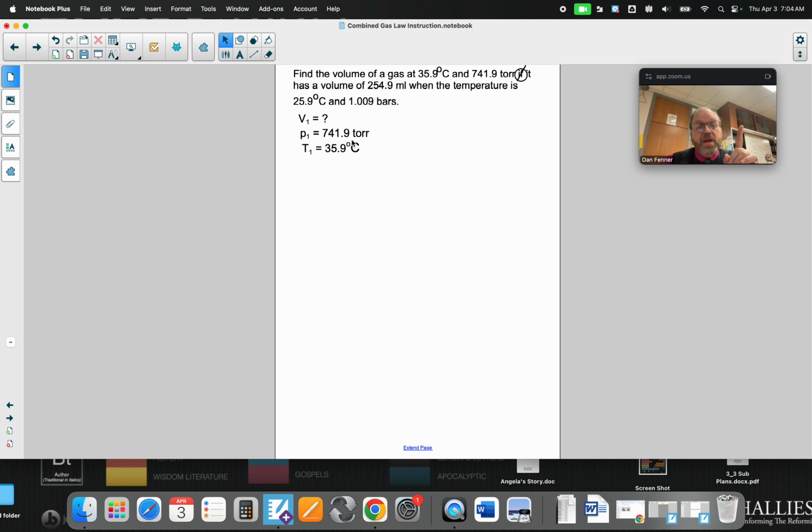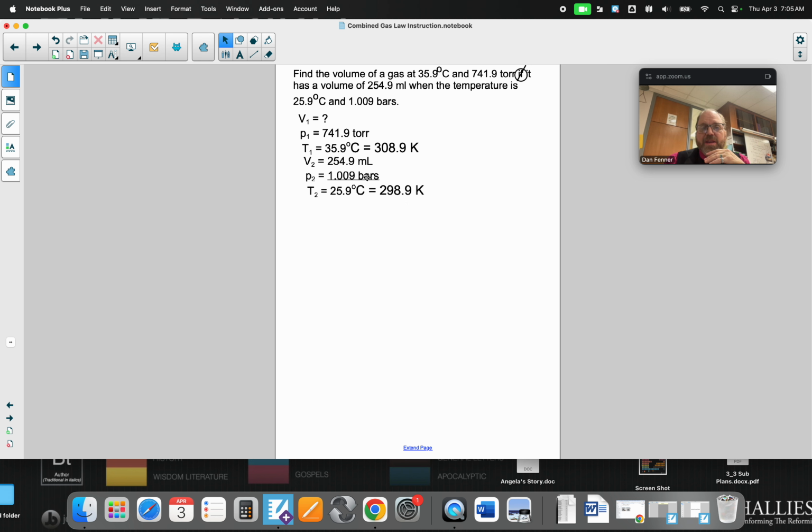Pressure before that is 741.9 torr, and temperature is 35.9 degrees Celsius. But remember, we don't like degrees Celsius because we don't like 0 in there, because divide by 0, undefined, we convert it to Kelvin. Do that by adding 273, and we get 308.9. Now, after the if, the volume is 254.9 milliliters, and the temperature is 25.9, which converts to 298.9 Kelvin.